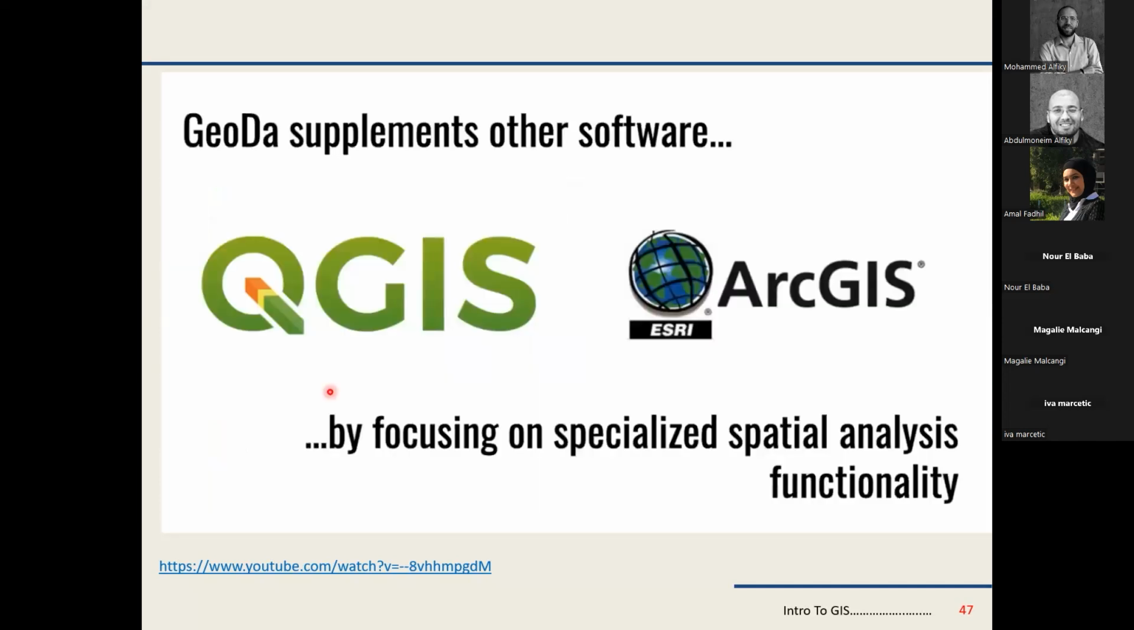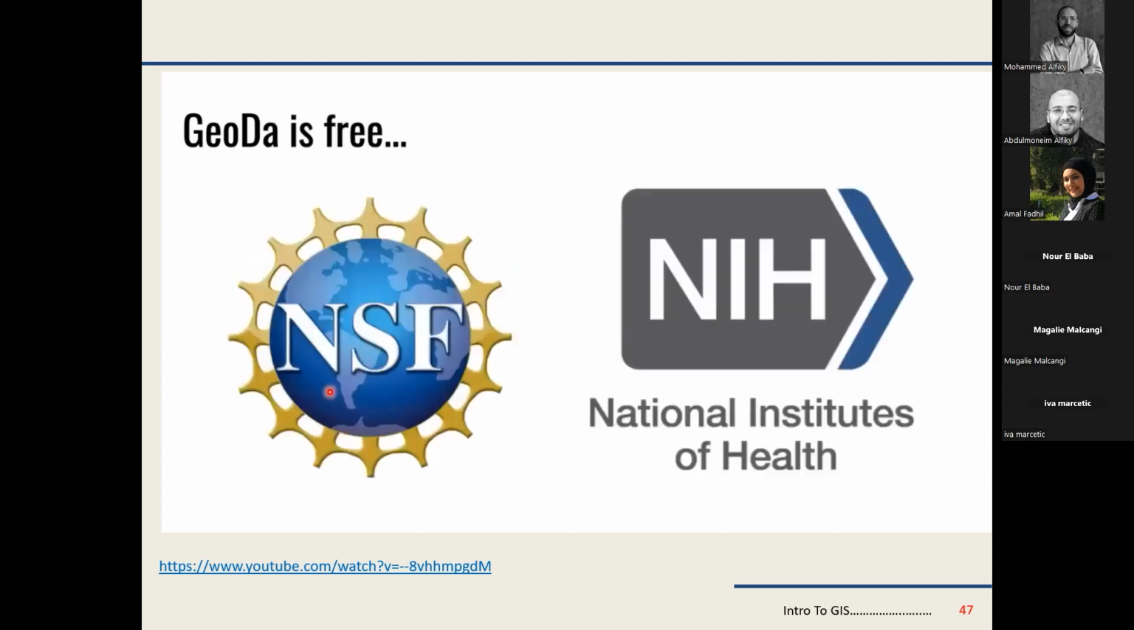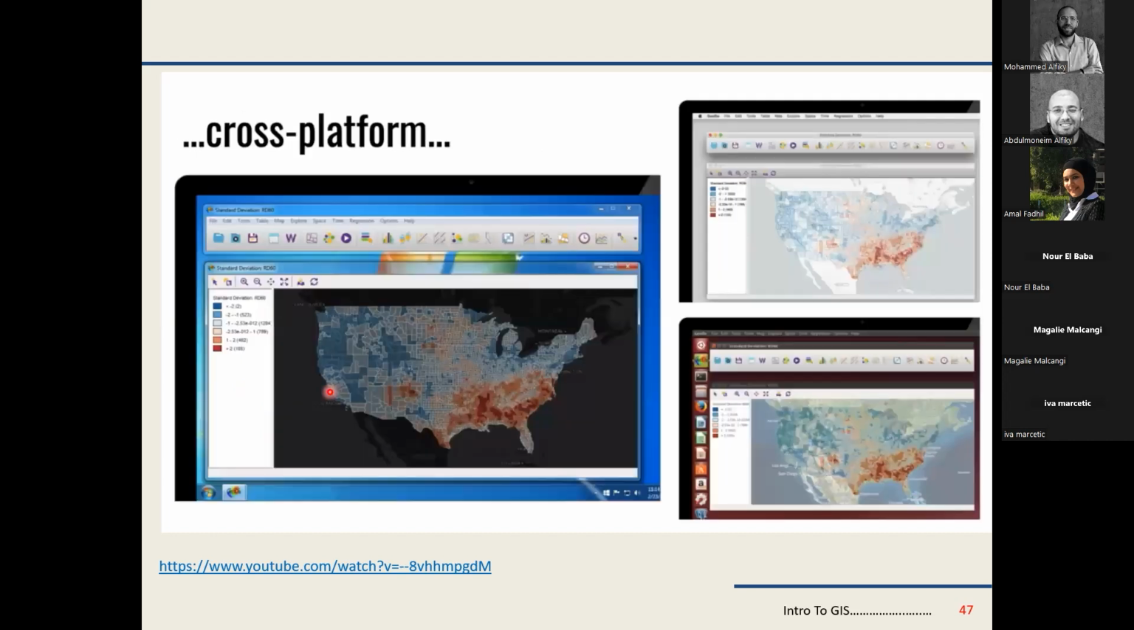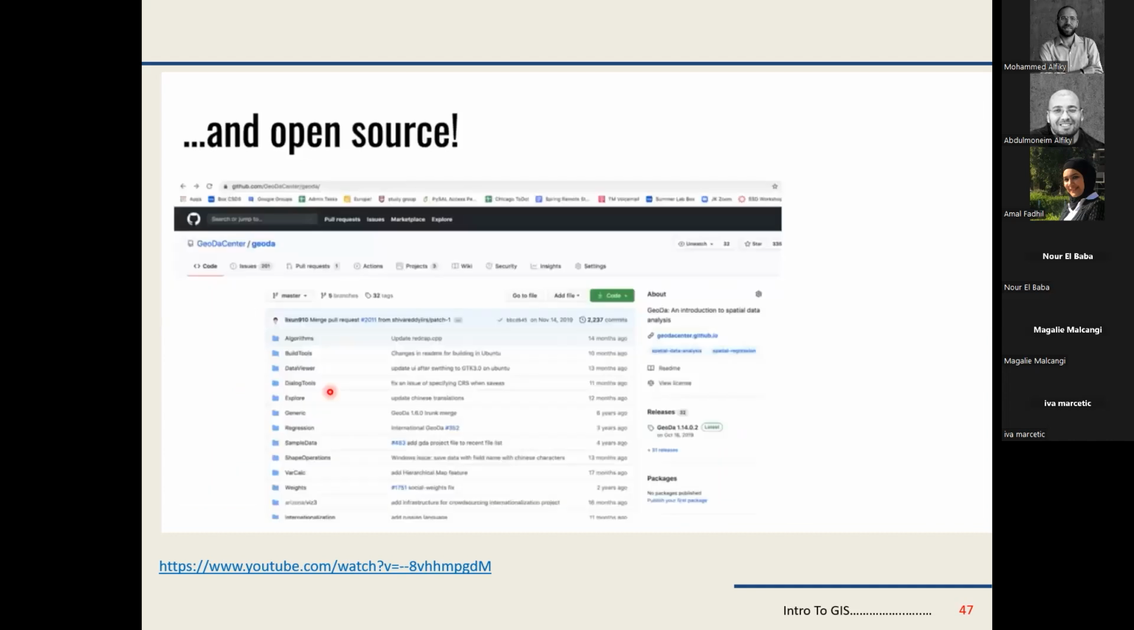Geoda supplements other GIS programs like QGIS or ArcGIS by focusing on specialized spatial analysis functionality. It is free for non-commercial use because it was funded by federal agencies like the National Science Foundation and the National Institutes of Health. It is cross-platform and runs on Windows, Mac, and Linux, and it is open source.